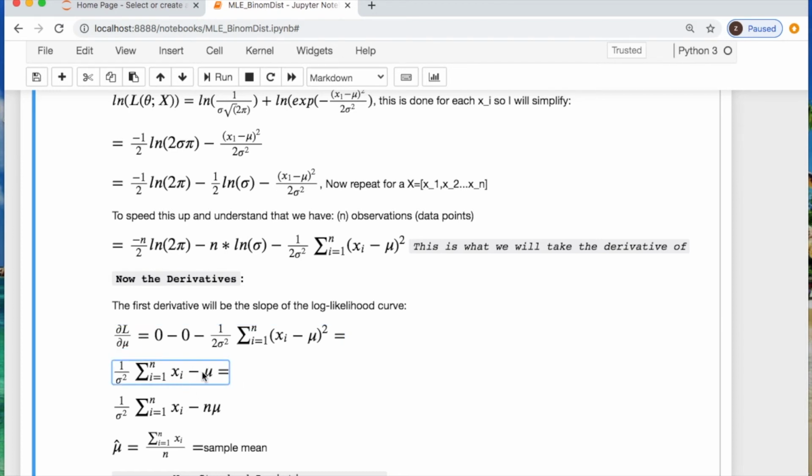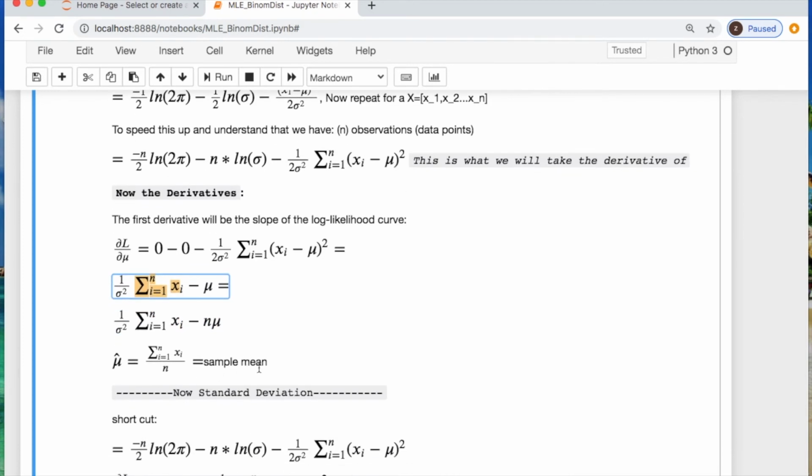Now, to expand through this, we have n occurrences of mu, and we still have our sum. And if you notice this, the only thing you get back is your sample mean. Alright? So you're basically adding all of the values of your x and dividing by the number of values. Okay, fine. We get our sample mean.